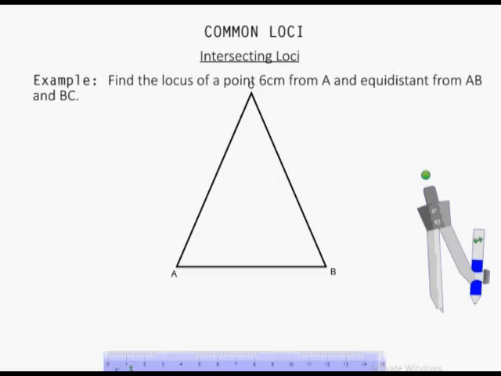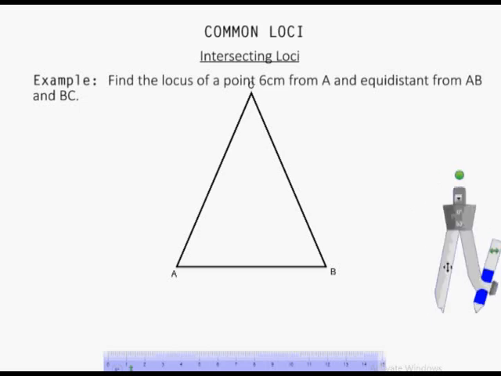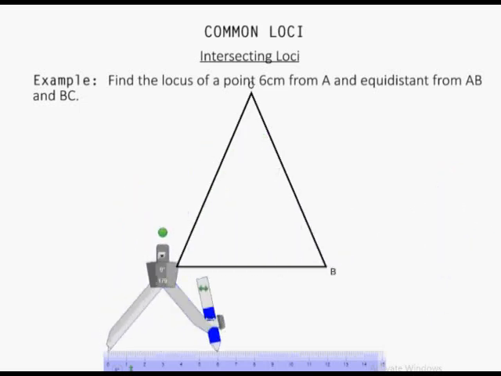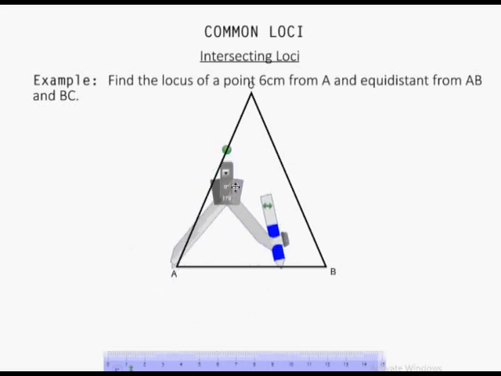We've said the locus of a point at a fixed distance from another point is a circle. So, we measure 6 centimeters and then we draw the circle.